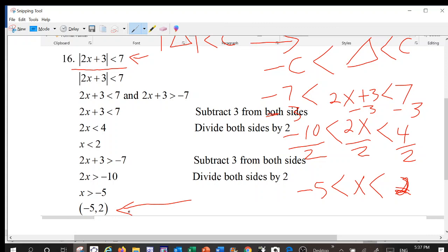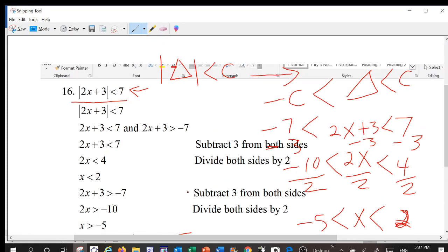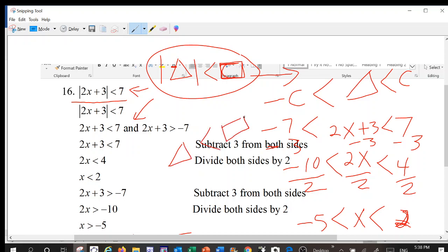Now, this was a shortcut. In reality, the method that always works is that whenever we have a situation like this, no matter what is on the right side, it doesn't have to be a number, it could be another expression in terms of x, we can think of this as two inequalities that are connected with and. That means we want this stuff to be less than that, and also we want this stuff to be greater than negative of whatever that is.